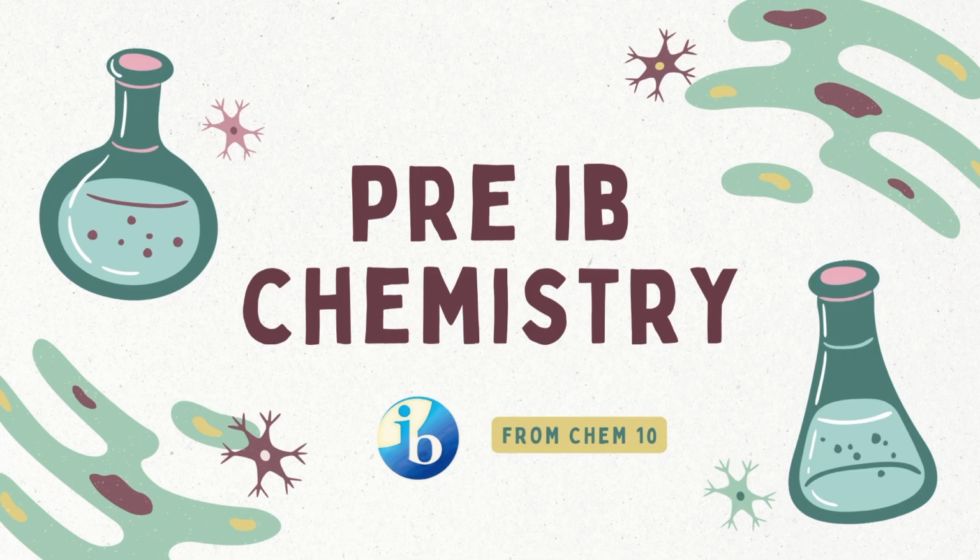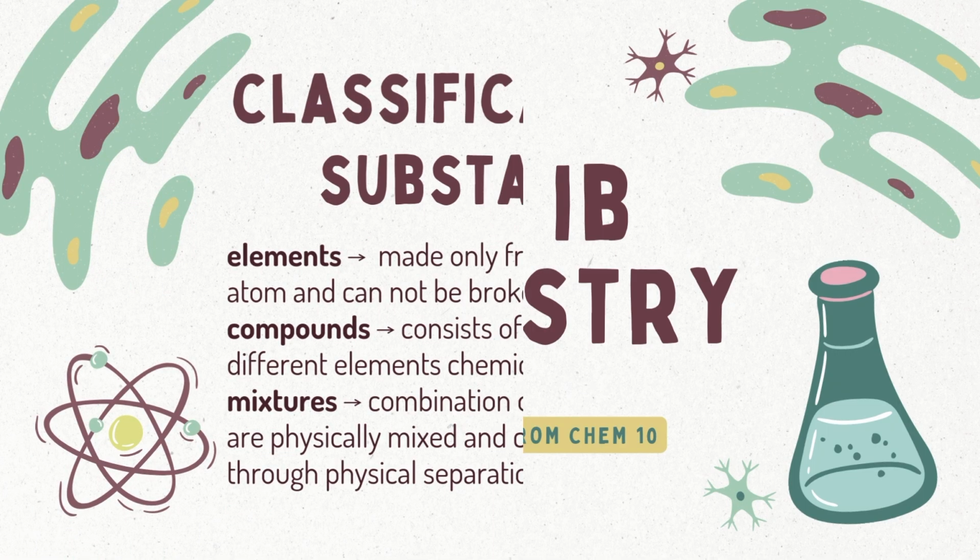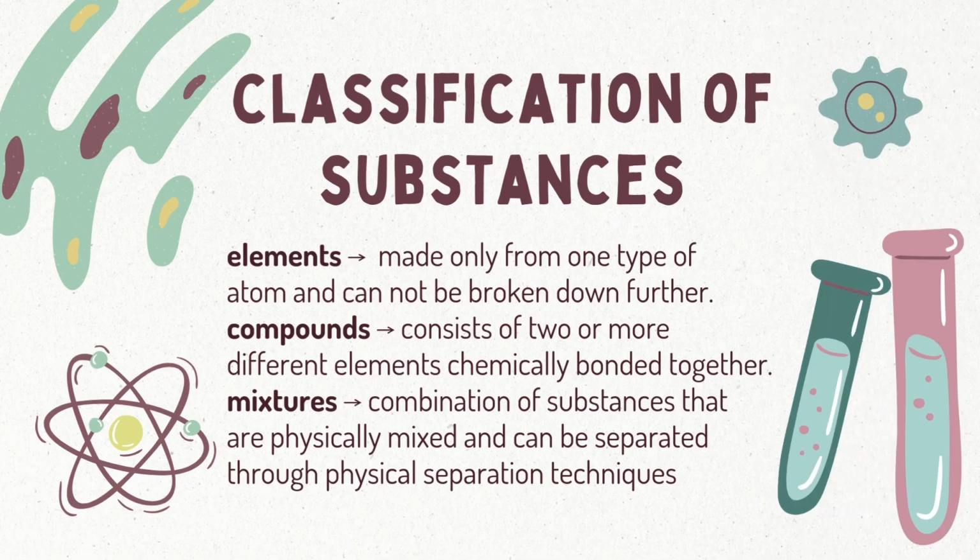AIP Chemistry from Chem 10. Classification of substances. Elements are only made from one type of atom and cannot be broken down further. Compounds consist of two or more different elements chemically bonded together. Mixtures are a combination of substances that are physically mixed and separated through physical separation techniques.